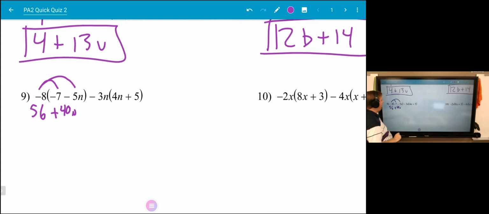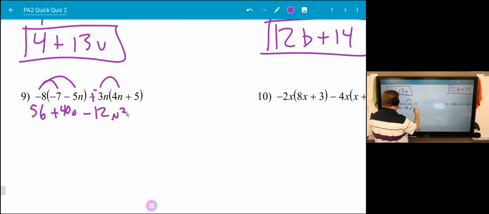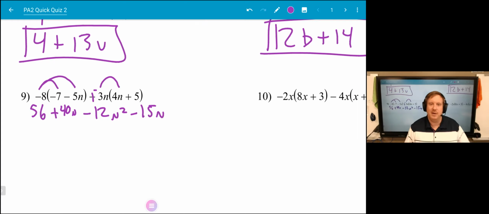And here's where the fun begins. You can treat subtraction like addition. Plus negative 3n. Well, negative 3n times positive 4n is negative 12n squared. Negative 3n times positive 5 is minus 15n. And now you need to make some more decisions.